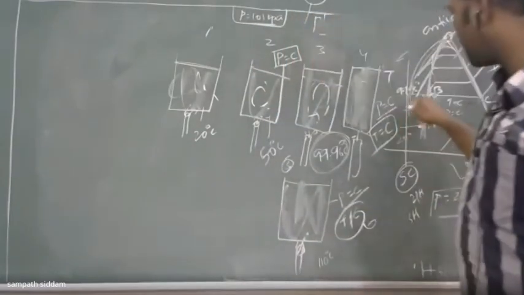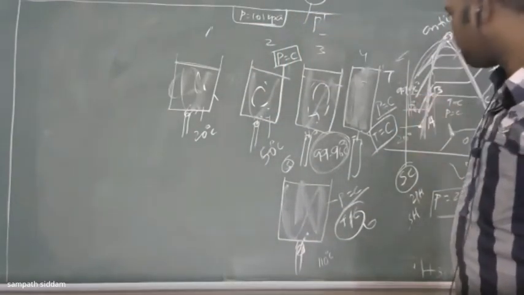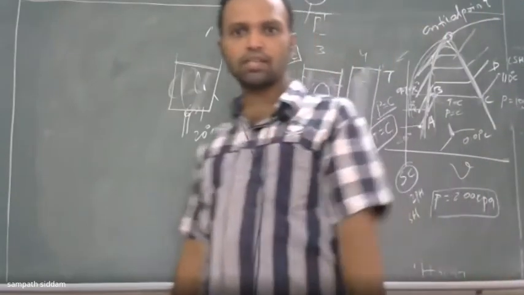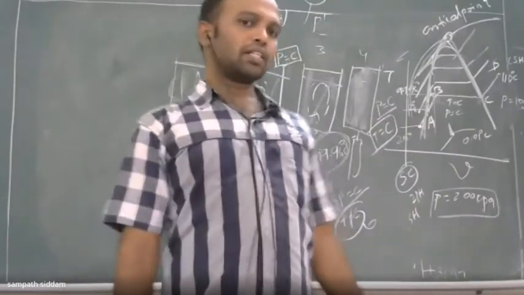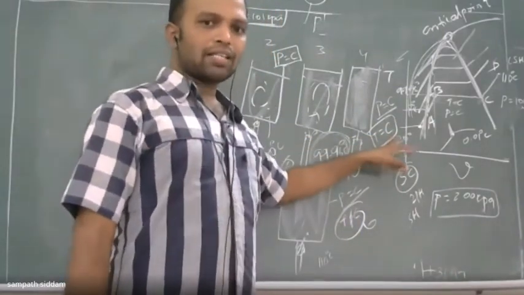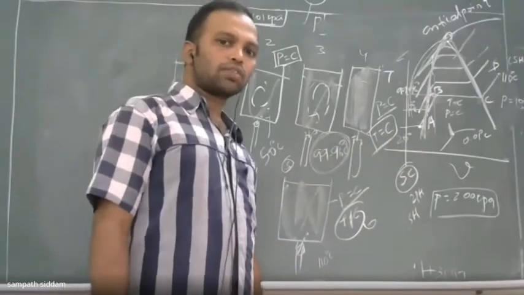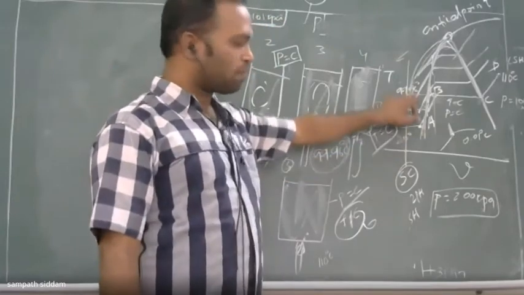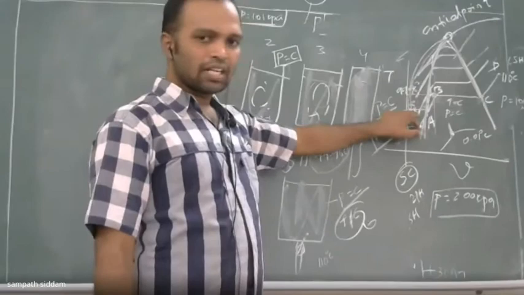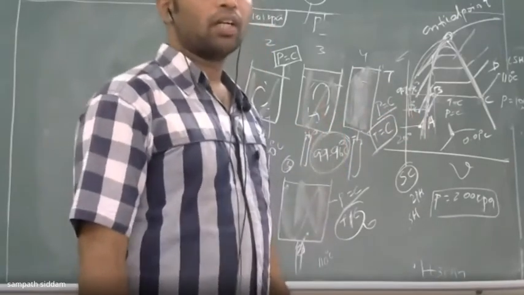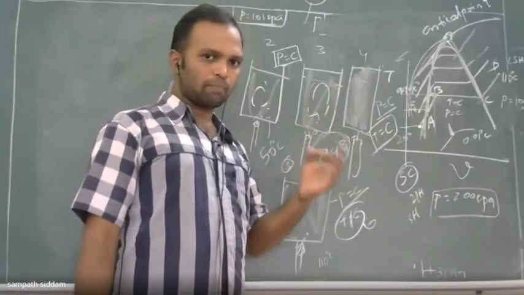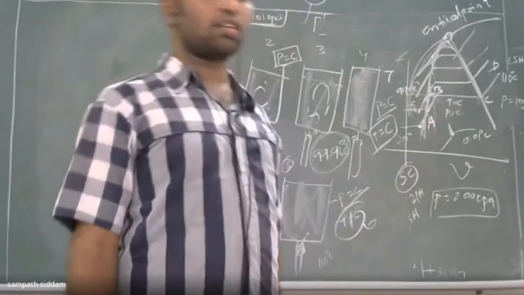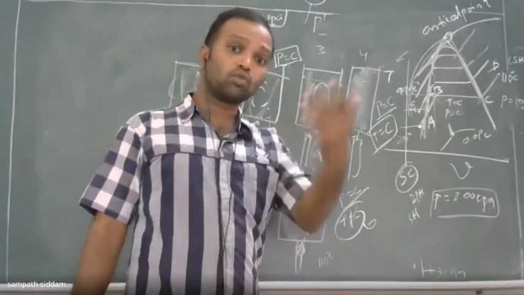In the case of A to B, it is only in one phase, that is liquid. When it is in a liquid phase, the number of intensive properties required will be 2. Already I told you, based on your Gibbs phase rule. So the 2 properties required are temperature and specific volume. If you know these 2, then you will be able to identify in which region it is, whether it is in a subcooled region or a superheated region.